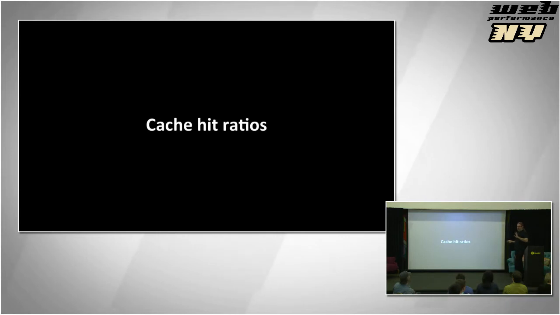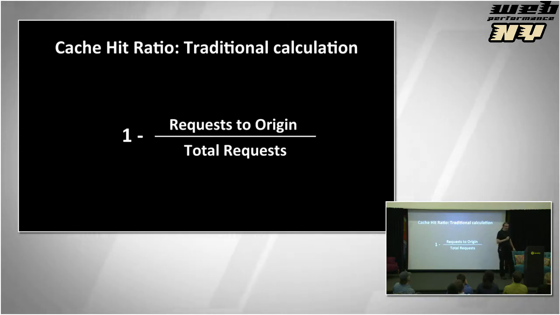You've probably all heard about this term, cache hit ratio, and traditionally this has basically been defined by this formula. This is how CDNs have generally defined cache hit ratio, which is essentially 1 minus the number of requests that make it to origin versus total requests. So if you have 100 requests that enter the CDN and one of them makes it to origin, you have a cache hit ratio of 99%. This is how it's traditionally been defined.